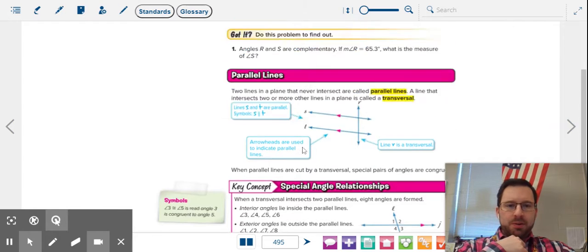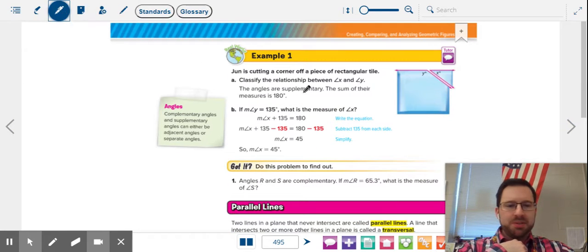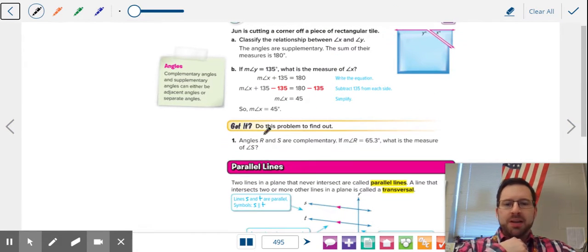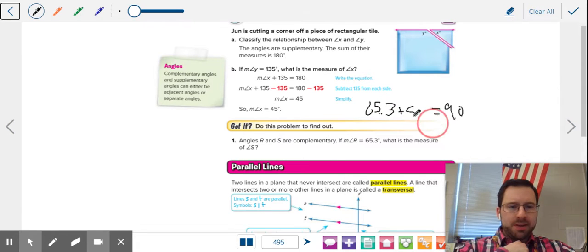All right, so now we're on the next page. Let's put some of that information into action. If angles R and S are complementary, that means they equal 90. And we know one of them, angle R, is 65.3. What's angle S? I'll put an S here.